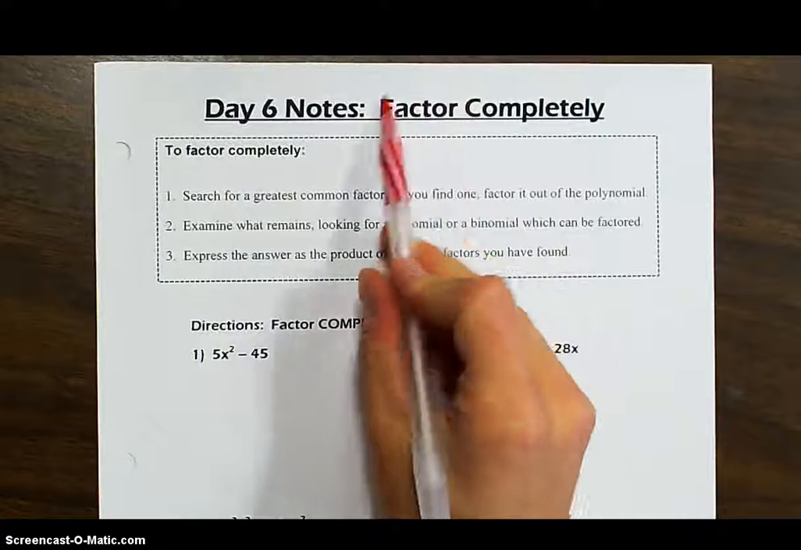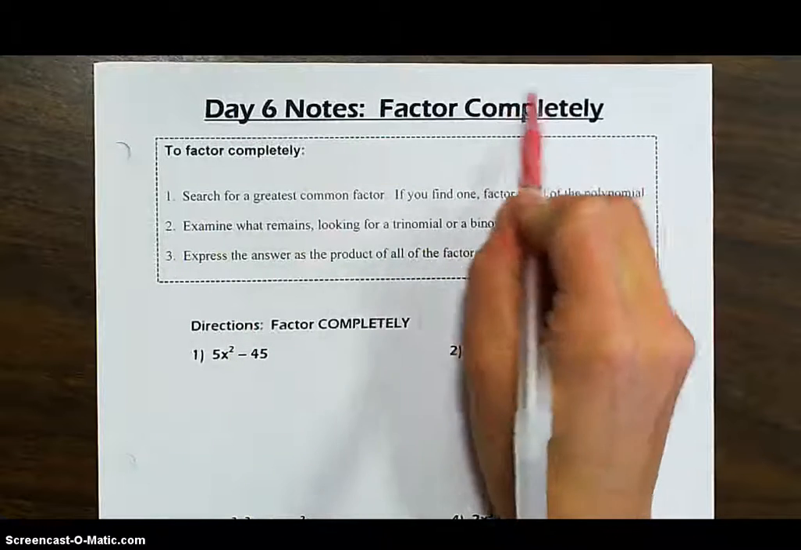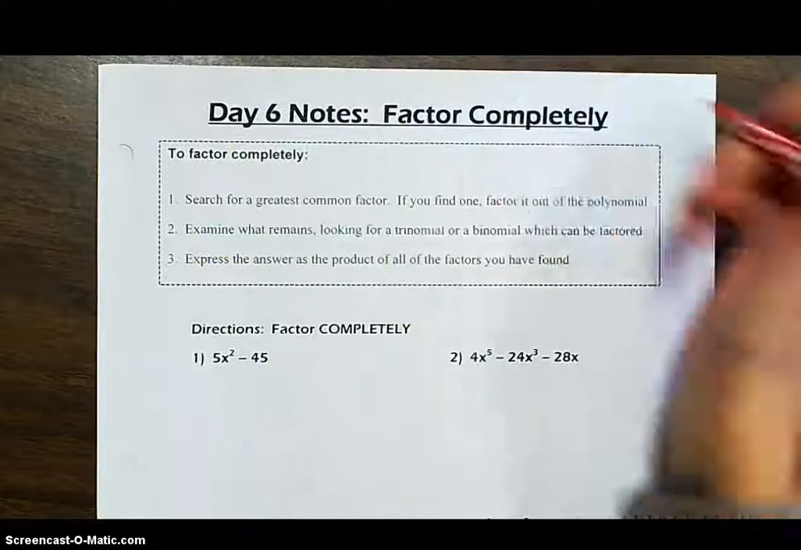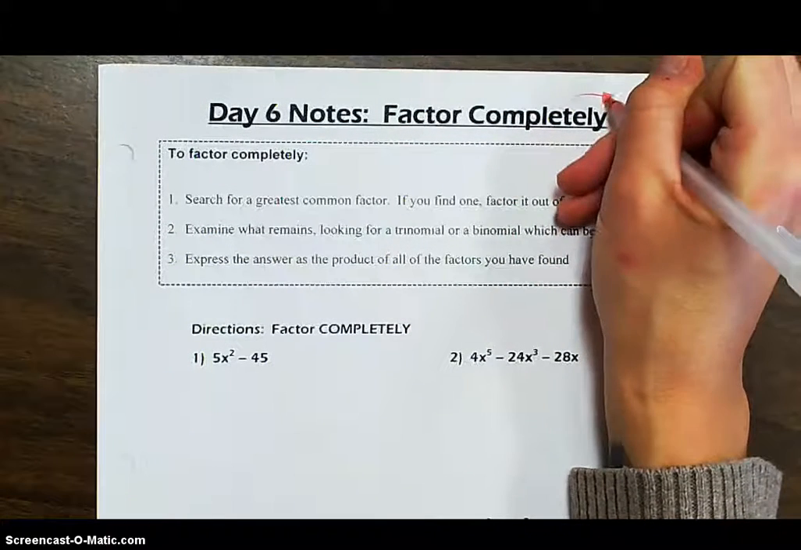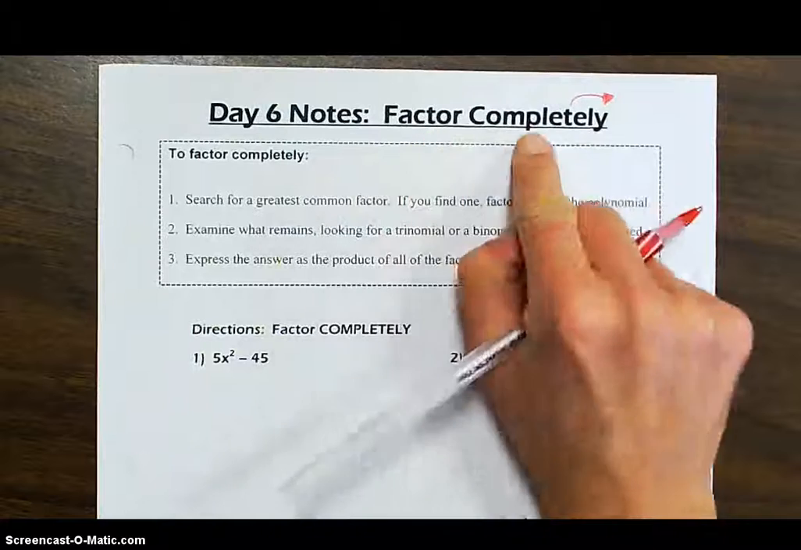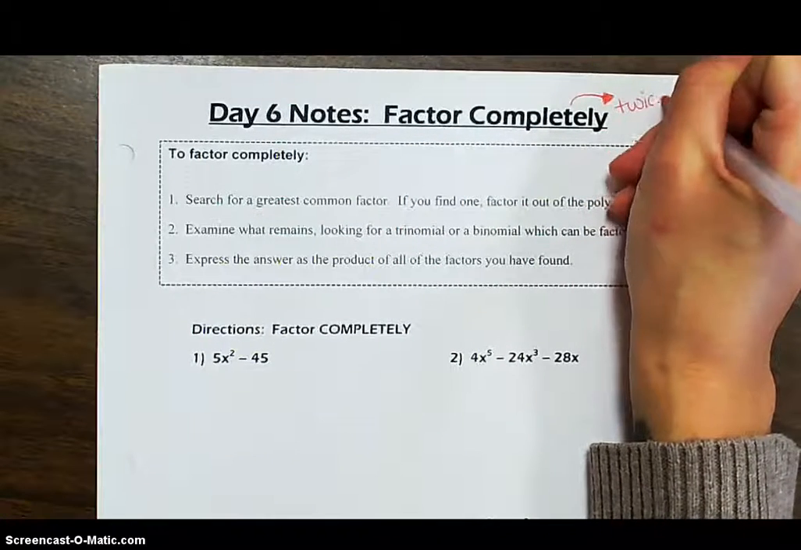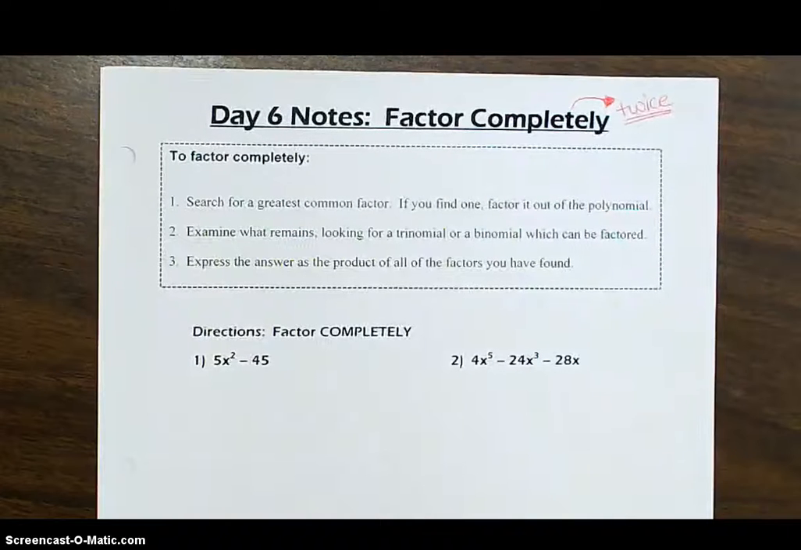Now, we have been factoring for the last 6 days. But now we're going to factor completely. So when you do something completely, you're going to do it all the way. And remember, when you do things all the way, sometimes you're going to have to do them more than once. So when you factor completely, that means you're going to have to factor twice. So you're going to have to factor more than once today.